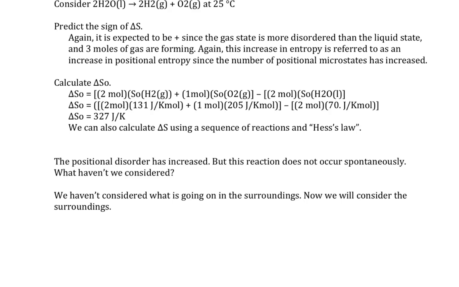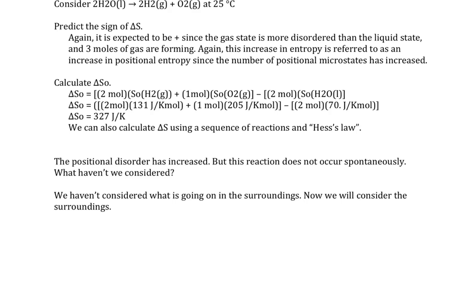So this is one way to find delta S. Another way is to work with a sequence of reactions and Hess's law. That's where you're given several reactions, 2 or 3 or 4, and you have to manipulate them. You have to flip them around and so forth so that when you add them all together, you come up with a reaction of interest, and then you add all their delta S values for each reaction. I believe that you are doing a problem like that in the exercise on this chapter.